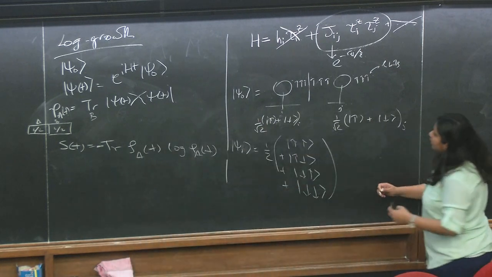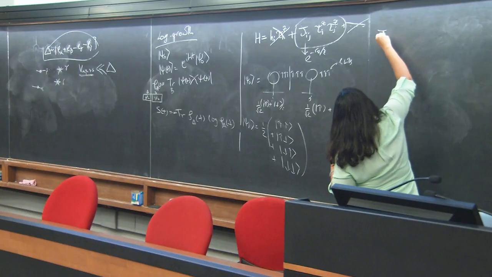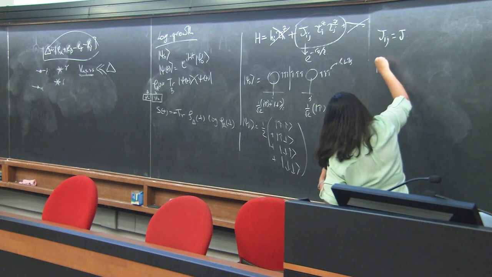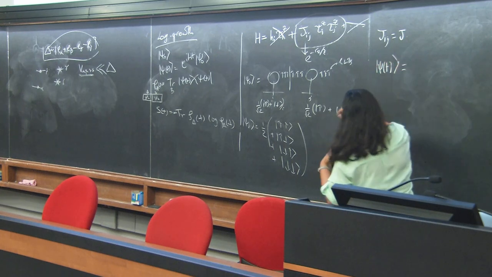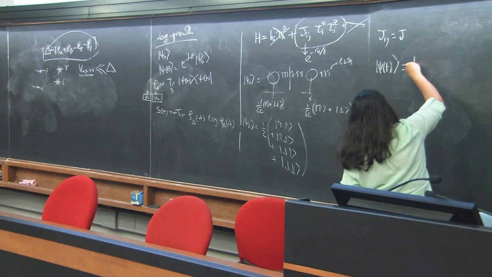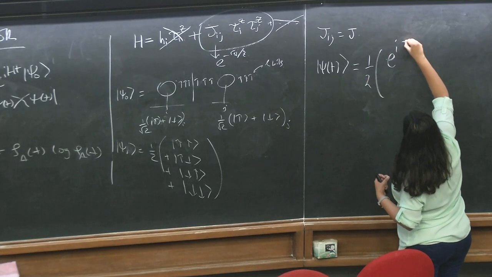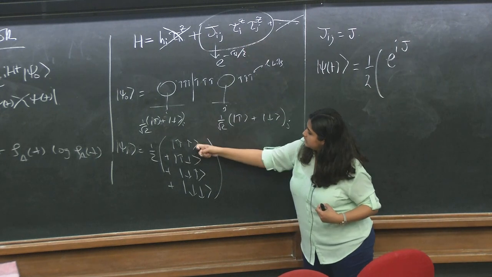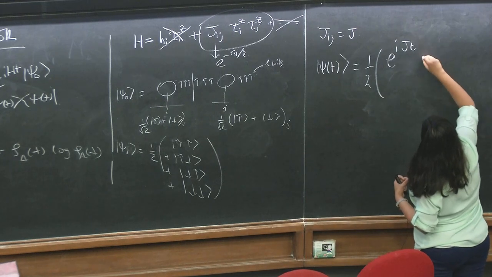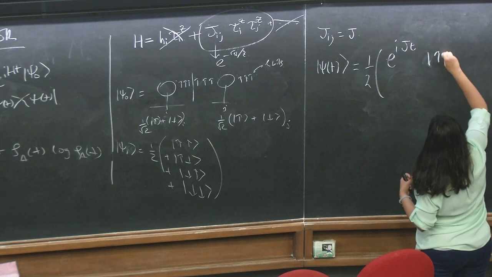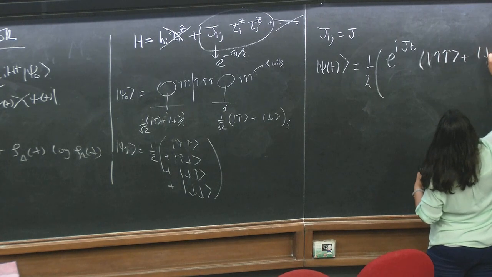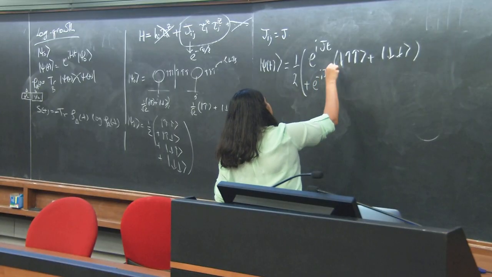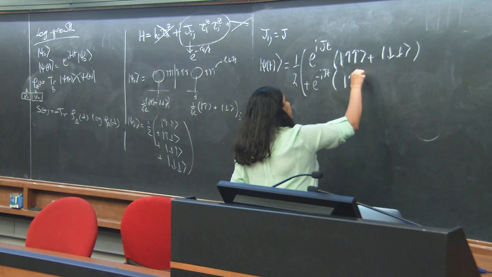And now, I'm going to define j as j, okay? So psi of t is going to be 1/2 e to the ijt, right? Because I'm just picking up the plus plus in this state. These are Elbit states. e to the ijt up up plus down down, plus e to the minus ijt, up down plus down up.